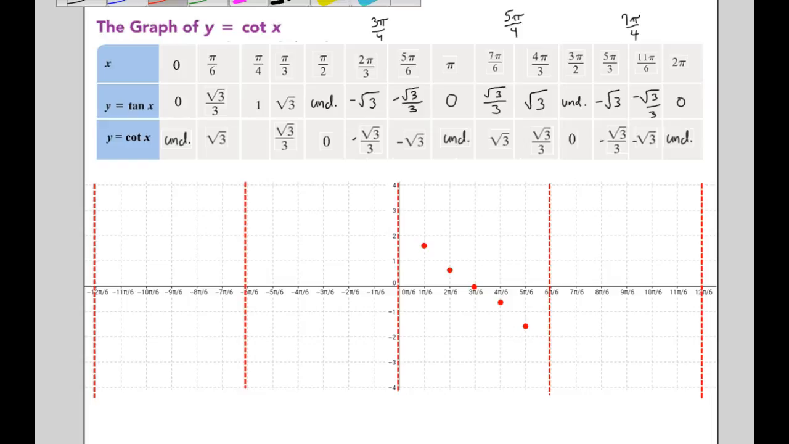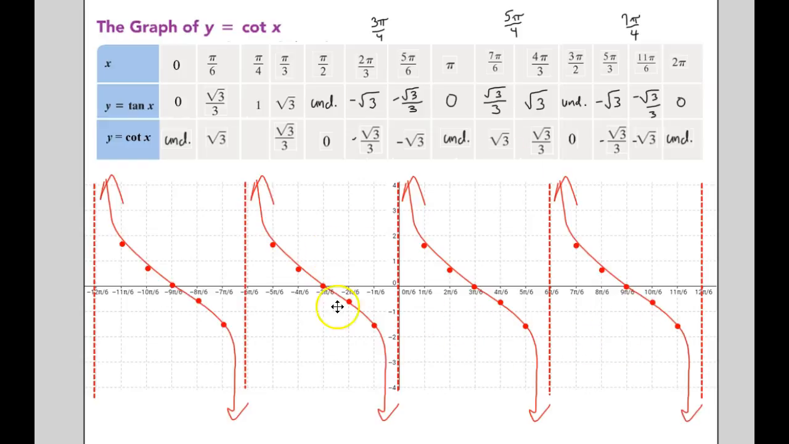So it looks like the graph of y equals negative x cubed. It's kind of just been shifted over. And that's the cotangent function. And again, in between each one of these, we'll repeat that pattern over and over again. So it has that look to it.